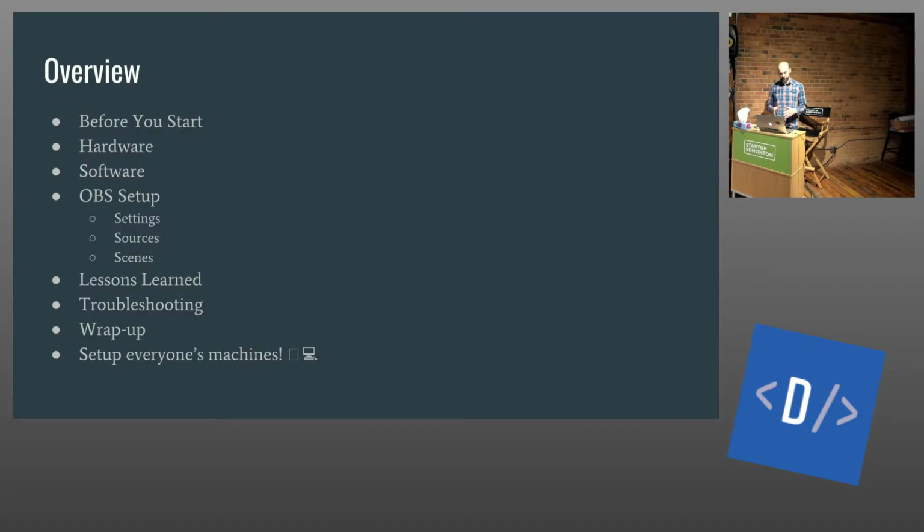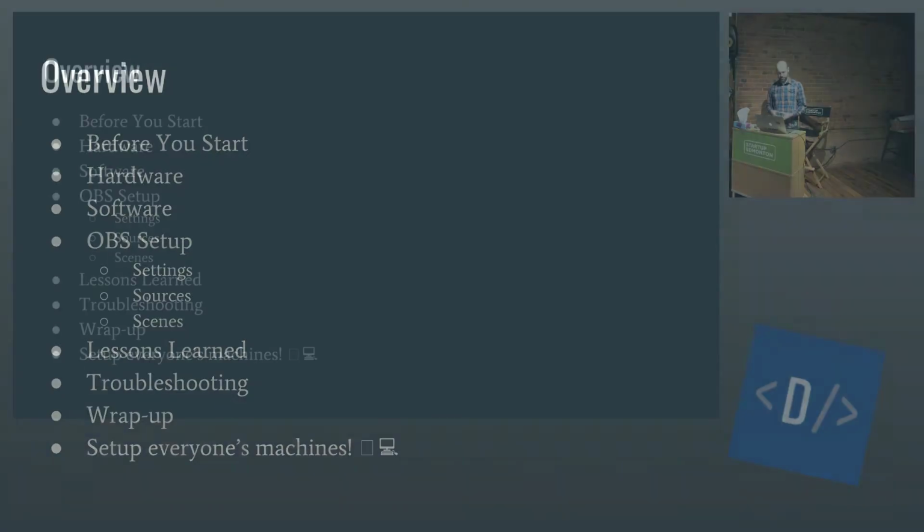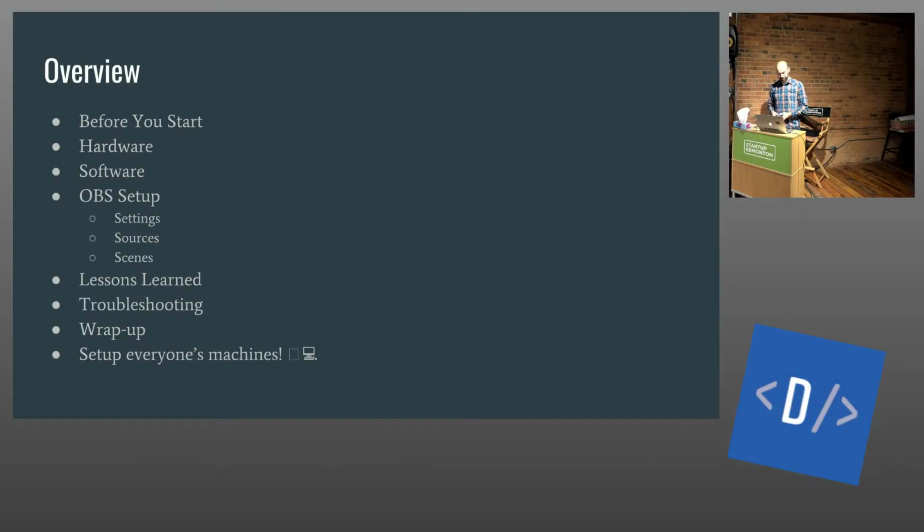In general, what we're going to do today is go through some things that you should know before you start. We're going to talk about hardware and software. We're going to be focusing on a piece of software called Open Broadcaster Studio, which I'll speak to later. We'll go through some of the settings, sources, and how to use scenes in it. I'll talk about some lessons learned over the years. We'll go through some troubleshooting, which you got to see a bit of live there. And then we'll wrap up. For the last hour of the workshop, or however long we have, I'd like to sit down with everybody and go one at a time through everyone's machines and make sure that you've got OBS and everything set up. So let's go.